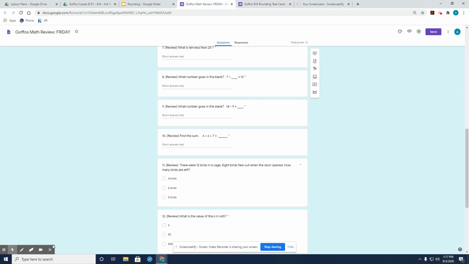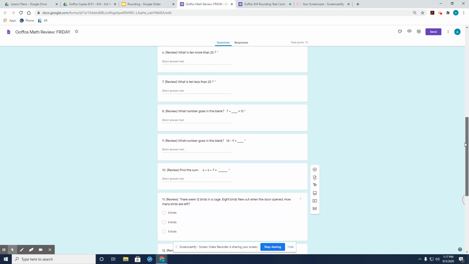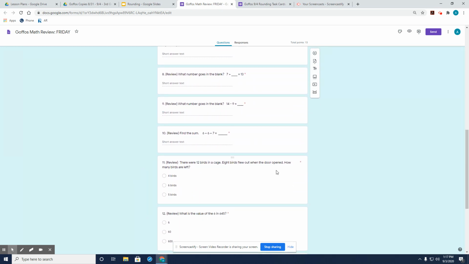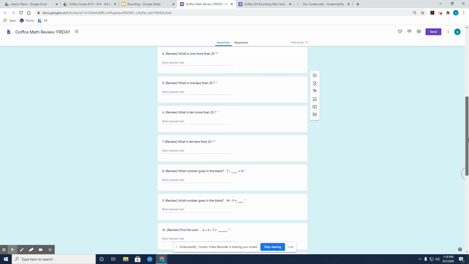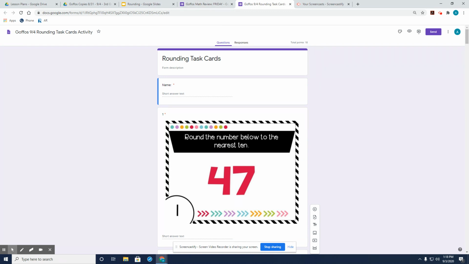And then you also have your Friday math review. There's only 13 questions and it's all review. Be careful where it says right here, number 11, 12 birds in a cage, 8 birds flew out. How many birds are left? Careful what it's asking. Again, always try your best and message me if you have any questions.